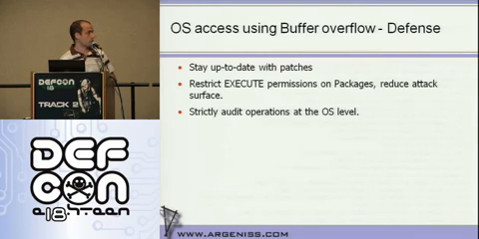Well, to defend from these buffer overflow attacks, Oracle fixes the buffer overflow vulnerabilities that researchers report to them, or the ones that they found internally, with critical patch updates. So we can apply CPUs to be protected from known buffer overflow vulnerabilities. Also, it's important to reduce the attack surface, so we should restrict the execute permissions on packages, because there are a lot of packages with buffer overflow vulnerabilities.